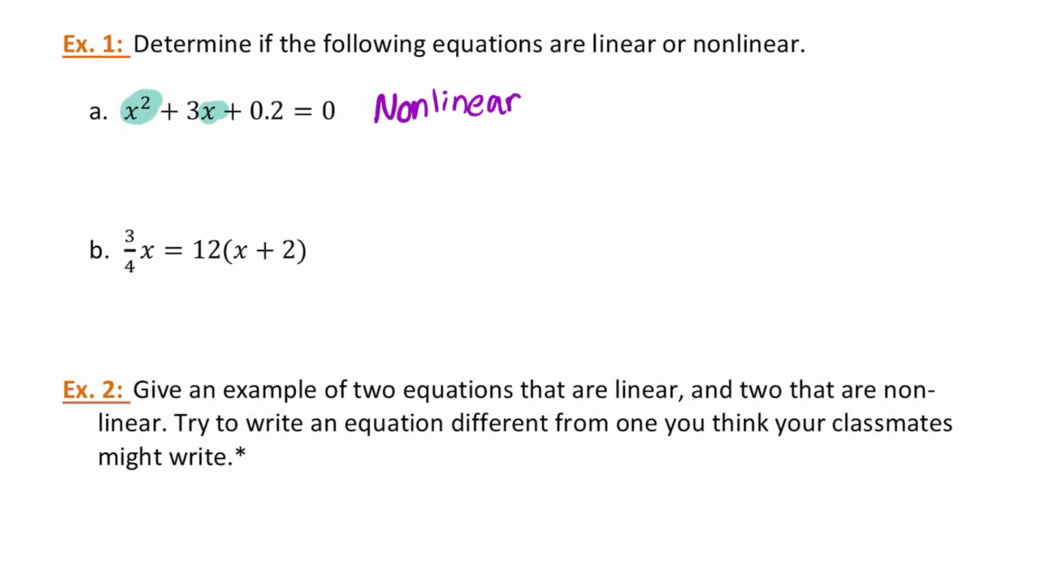If you look at part B, sometimes it helps to multiply some things together here and rewrite it in that form ax plus b equals 0. I could multiply my 12 by x plus 2, and then I would be able to subtract 12x and 24 from both sides and get it in the form ax plus b equals 0. That one is linear. My variable is raised to the first power, and I just have some other constants in there.